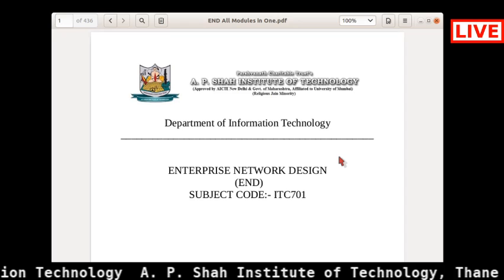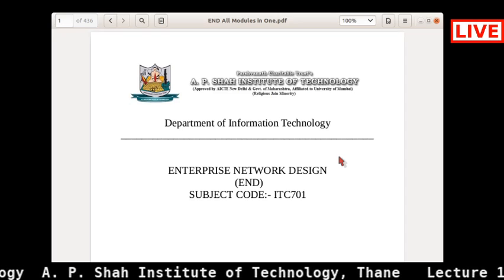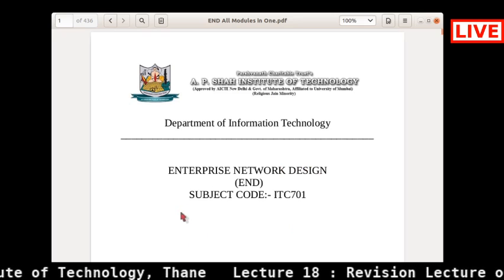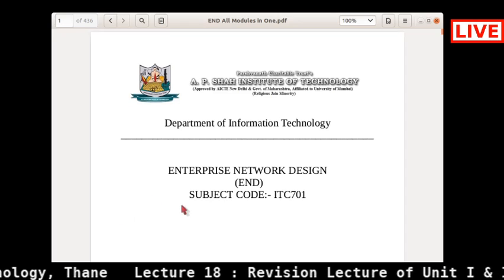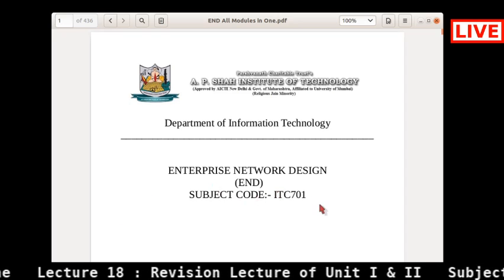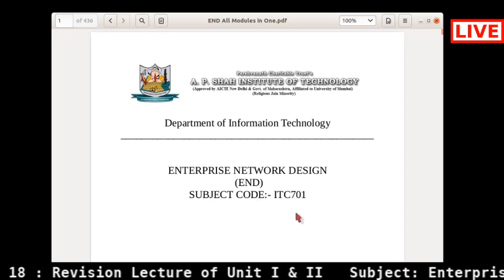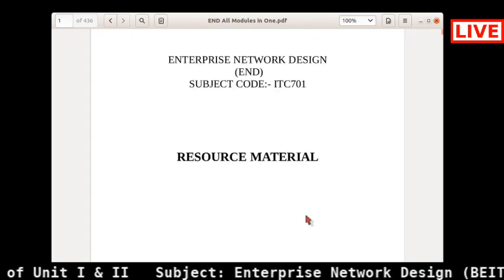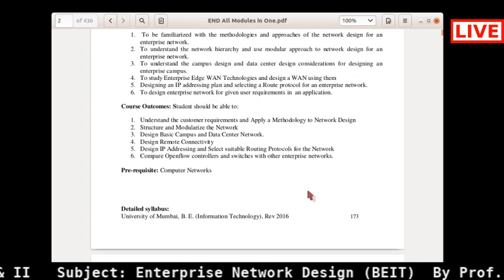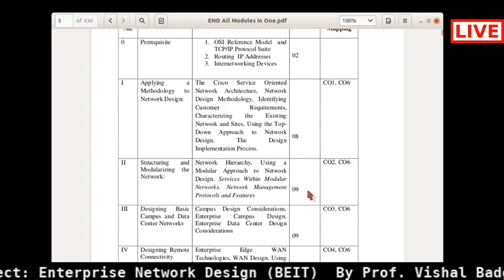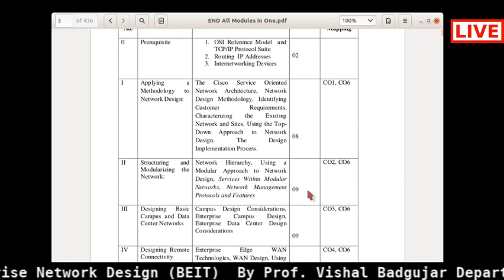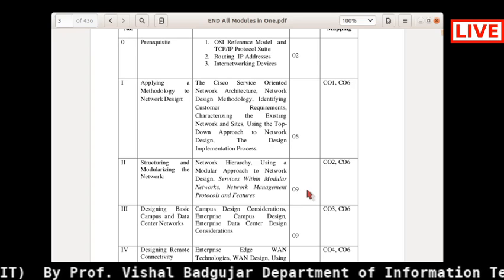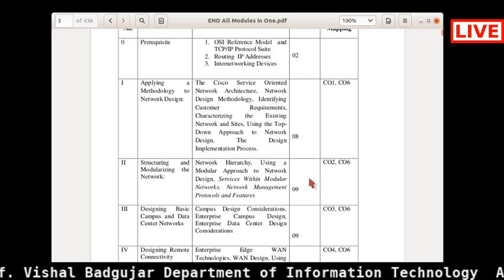As far as our subject is concerned, enterprise network design, the design frameworks, the topologies and all those things are in a huge amount. With respect to this subject, you need to see the definitions, then your models, then in the diagrams what the different layers are, what their functionalities are, and all those things.